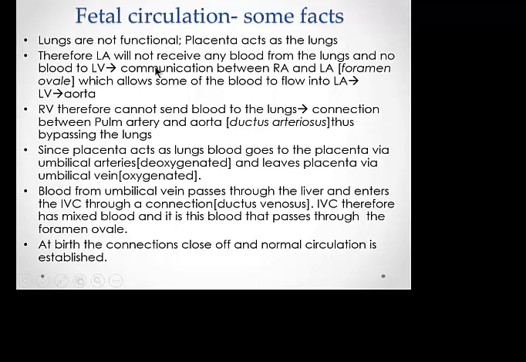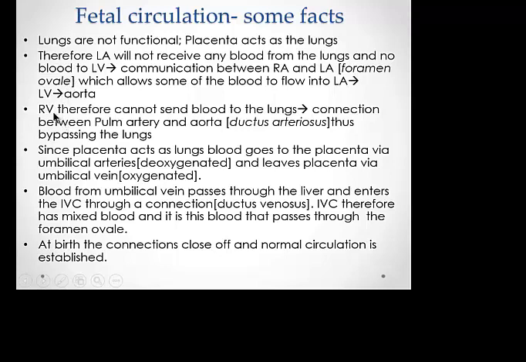Because the lungs are not functional, as you can read here, the left atrium won't receive any blood from the lungs. So you have to have some sort of a communication between the right atrium and the left atrium so that blood can go into the left atrium. Otherwise, imagine no blood will go into the aorta. That's where we have that opening in the interatrial septum, which is called the foramen ovale.